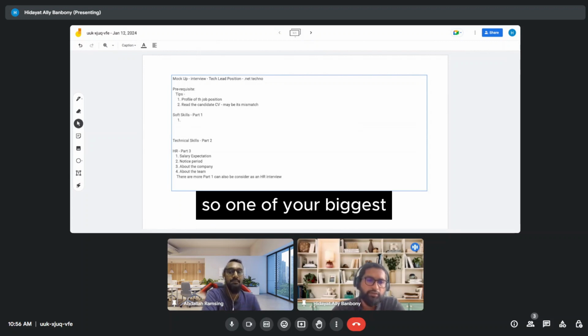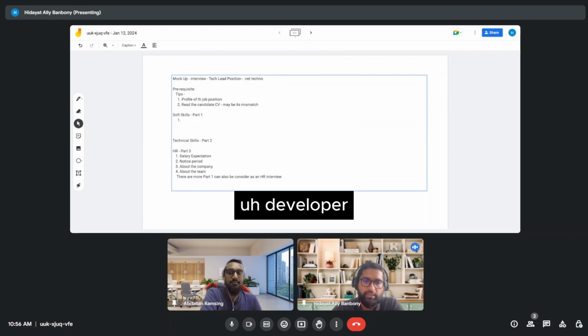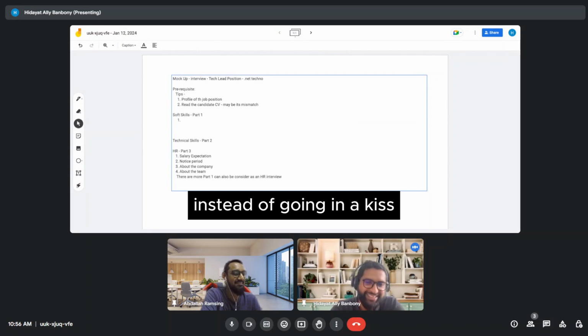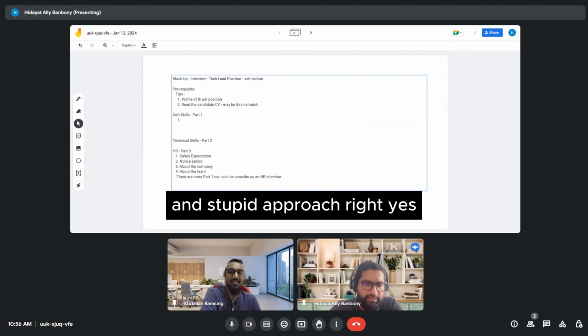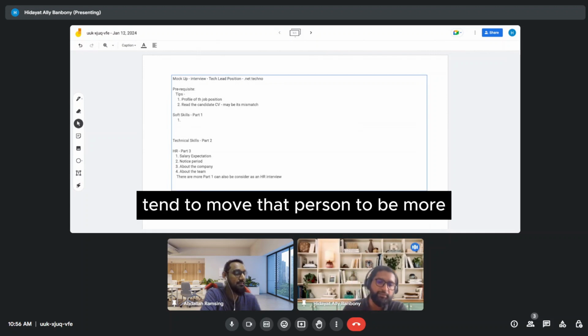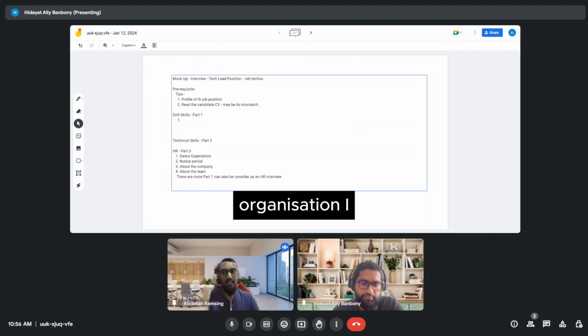Okay, so one of your biggest challenges mentoring and coaching was that developers tend to do what their mind says instead of going with a KISS, keep it simple and stupid, approach, right? Yes. And how did you, as a developer, tend to move that person to be more productive in such places? Yeah, so there are, I would say, two different organizations.